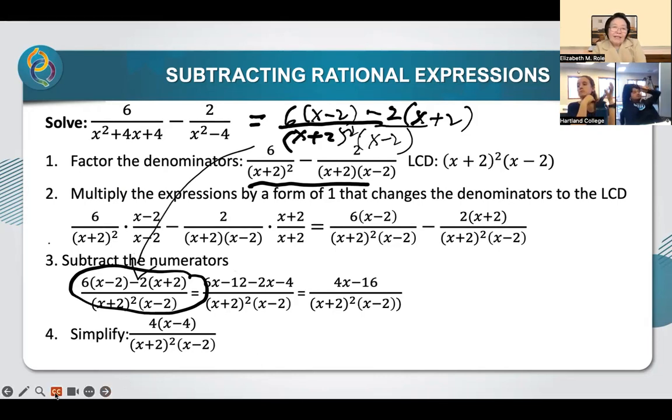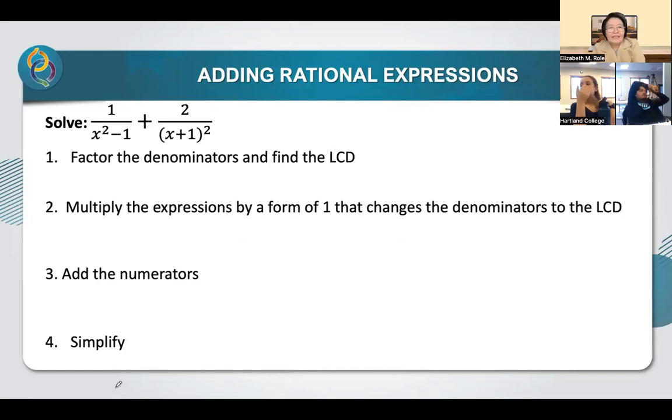So for adding or subtracting, if it's necessary to do factoring, then that would be fine. Otherwise, if not, then you can just proceed. All right. So let's try this one. I'll give you that as an exercise. I have now 1 over x squared minus 1 and 2 over x plus 1 squared. Factor as necessary, and then you find the LCD.